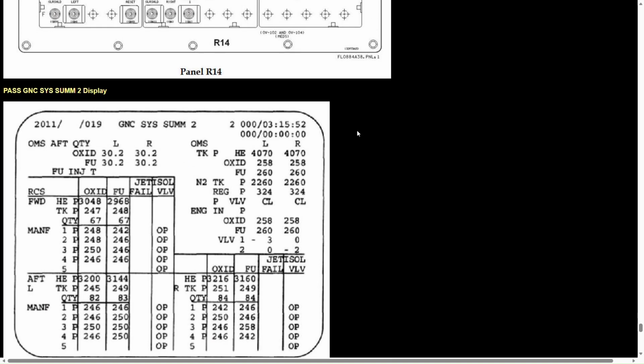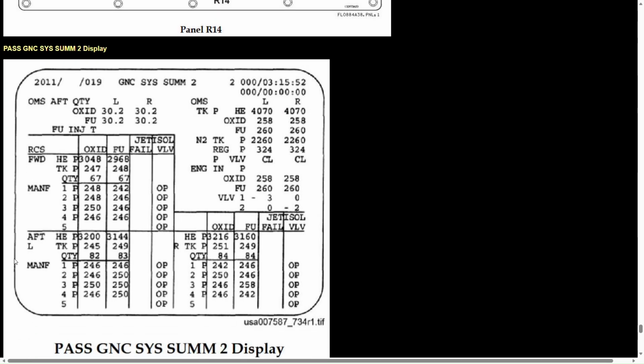Then we are going to go a little bit further down here till we get to this right here, which is the passenger GNC system summary 2 display. And what this display does, as we see right here, is it's giving us our quantity for left and right, and also pressure. And you can see right here we have the reaction control system, and we have the aft left and the aft right here. And you can see we have helium and helium pressure right here.